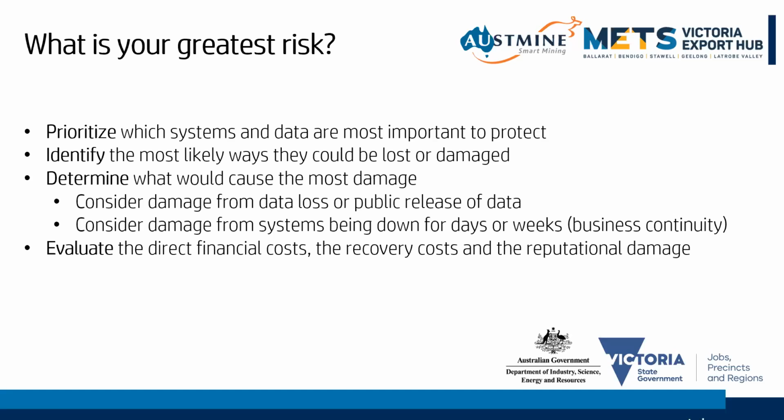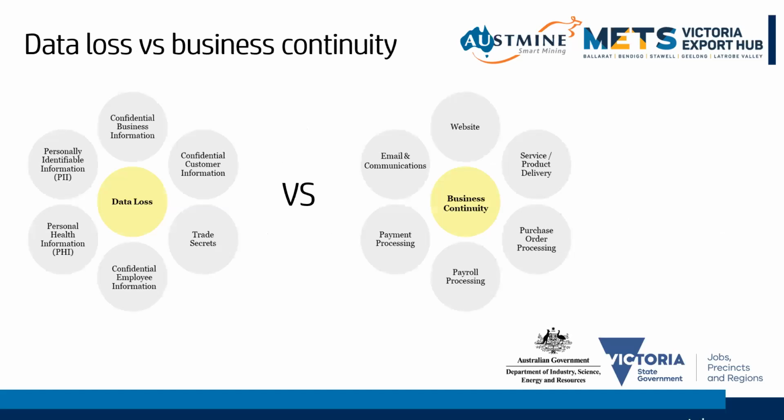So we're talking here about business continuity. You also need to evaluate the direct financial costs, the costs of recovery, and of course, very importantly, and sometimes very difficult to quantify, the damage to your reputation and the cost incurred there. So in the case of cybersecurity, we're talking about two main areas that you need to prioritize, whether it's data loss or business continuity, and you know by now which are the various aspects that make up those two main areas.